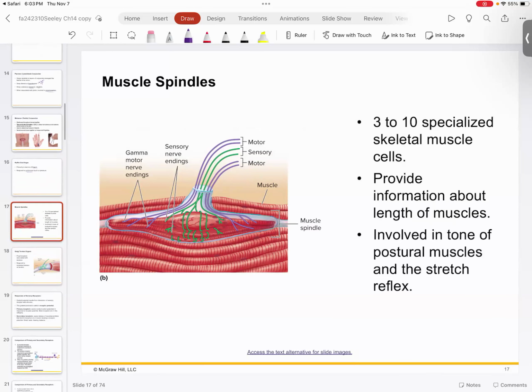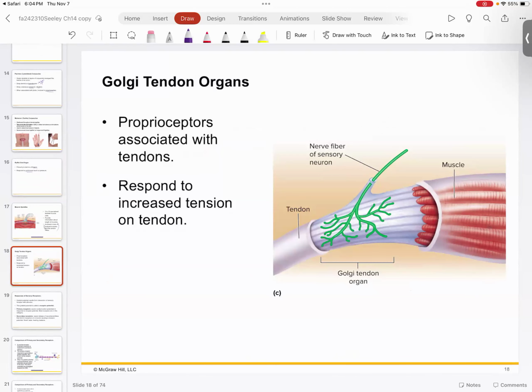And of course, our spindles, we talked about this one already, right? So these guys are involved in the stretch response associated with muscles, and also help to coordinate contraction of muscles. They also help to tone up our postural muscles, and it's part of that stretch reflex. We talked about that in the last chapter, so I don't want to go all the way back over that, but those spindle muscles are the same thing.